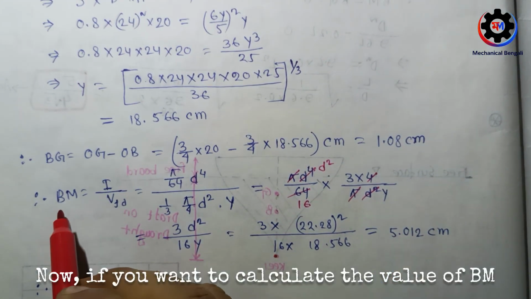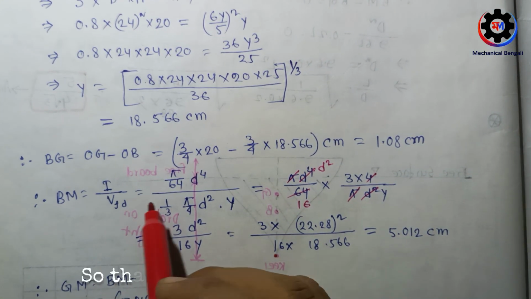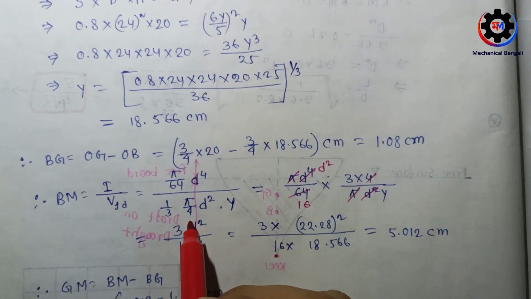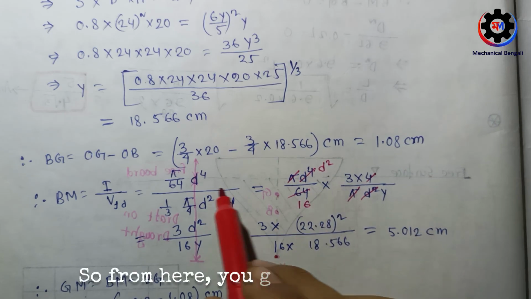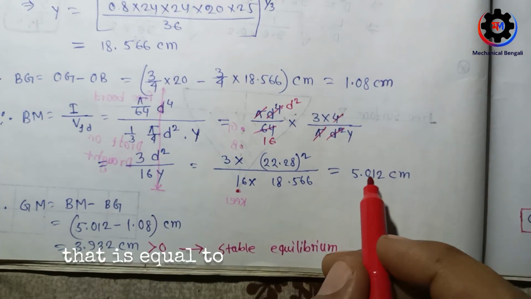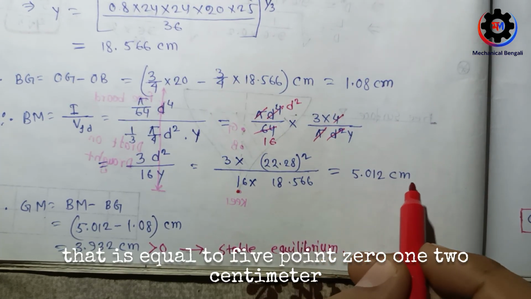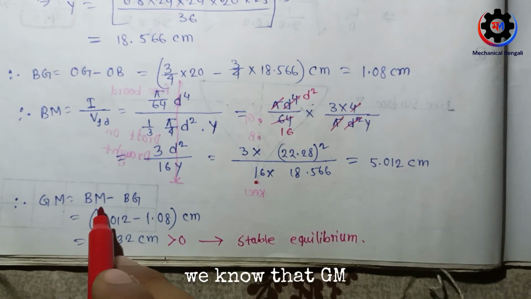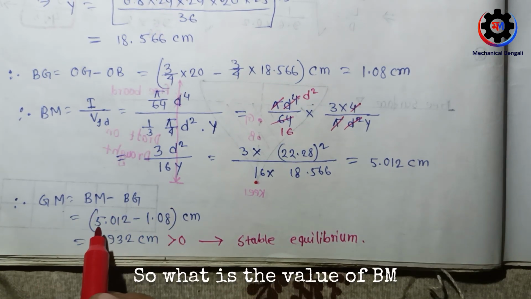Now if you want to calculate the value of BM, that is I by V, which is pi by 64 d to the power 4 divided by 1 by 3 pi by 4 d square into y. From here you get the value of BM, that is equal to 5.012 centimeter. So to calculate GM, we know that GM is equal to BM minus BG. What is the value of BM?